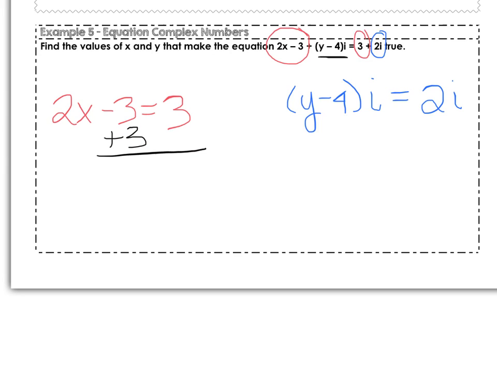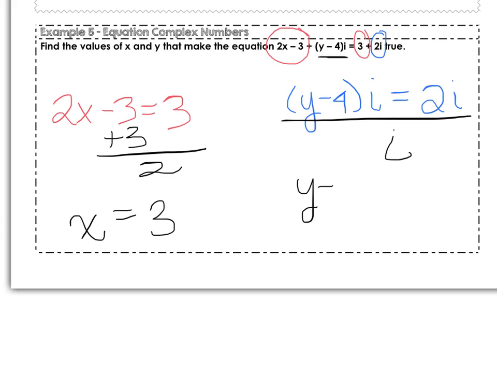I'm going to add 3 and divide by 2. So 3 plus 3 is 6, and 6 divided by 2 is 3. Then over here, I'm going to divide both sides by i, leaving me with y minus 4 equals 2. Then I'm going to add 4 and get y equals 6.